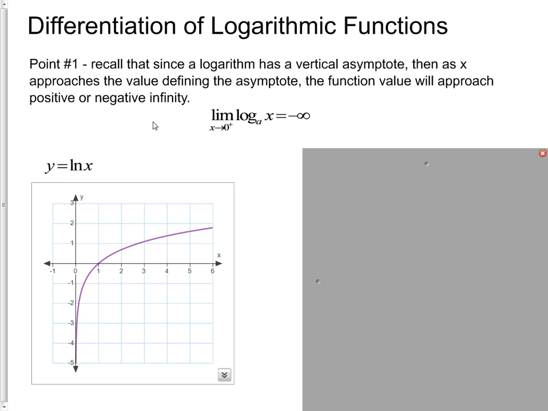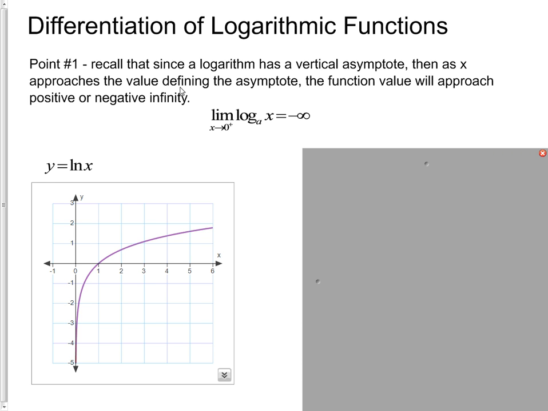And as x approaches the value that defines that asymptote, the value of the logarithm itself will tend towards positive or negative infinity and grow without bound. Here's a good example of that. Let's consider the graph of y equals the natural log of x, which I've shown below right here. As x approaches 0, what's going to happen?